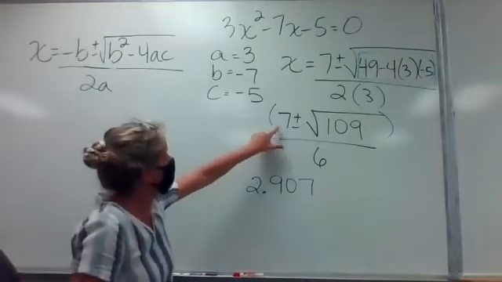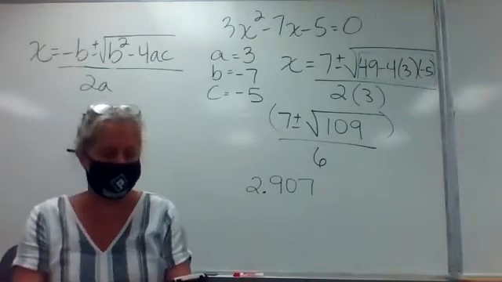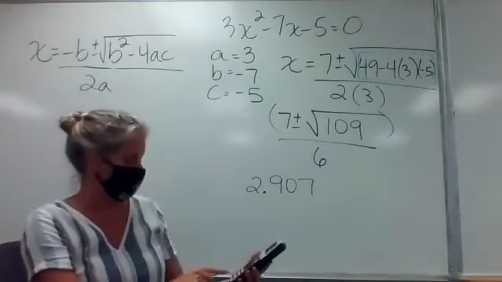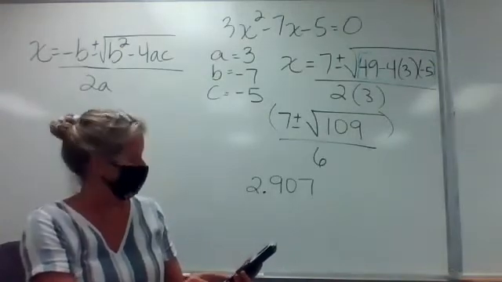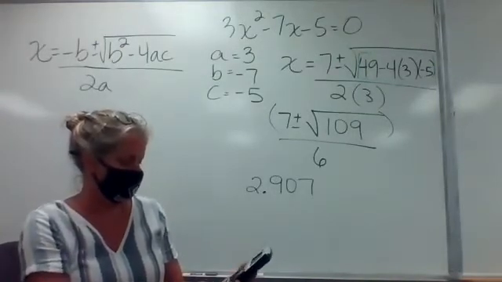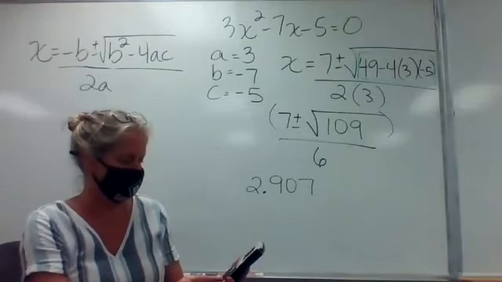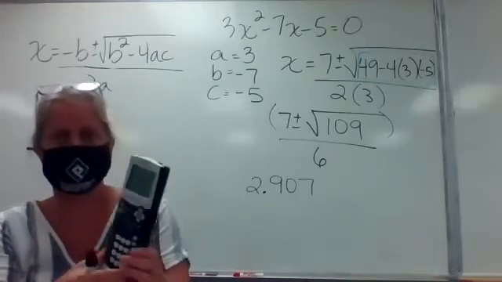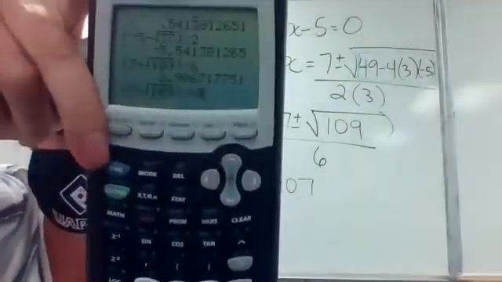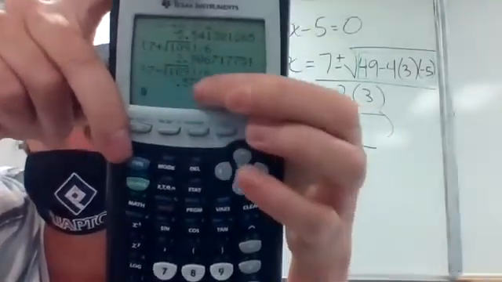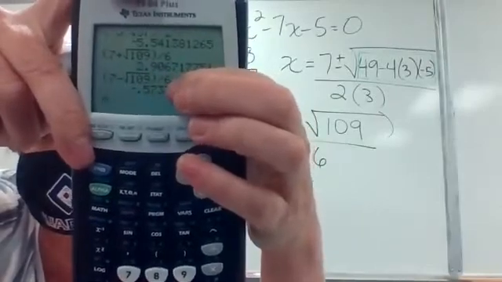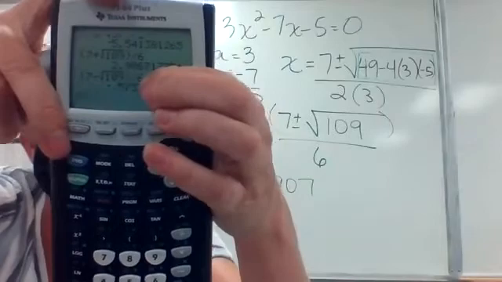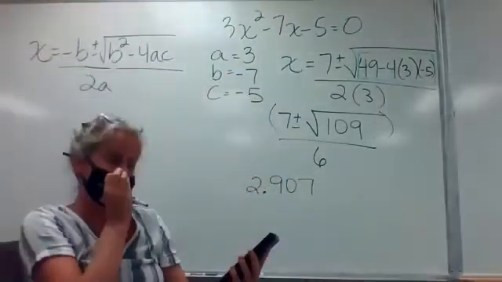Then type in the same thing, but this time give this one the minus. So parentheses around my numerator. 7 minus square root 109 over 6. Enter. Again, 3 places after the decimal. There's 0.5733. So I'm not rounding up this time.